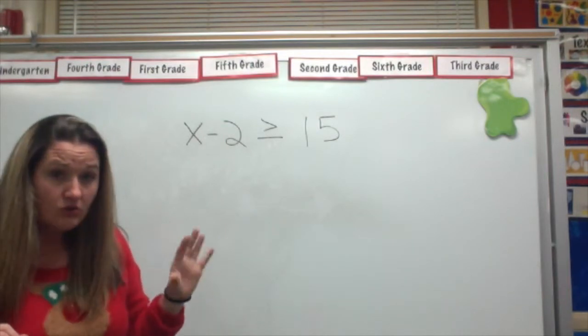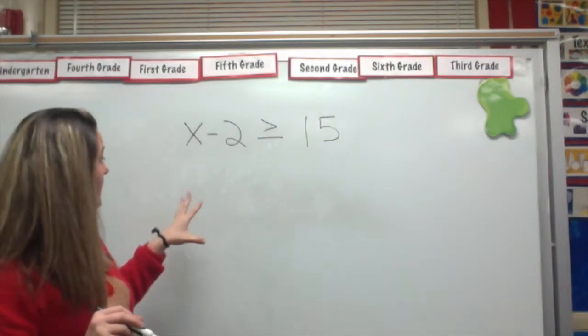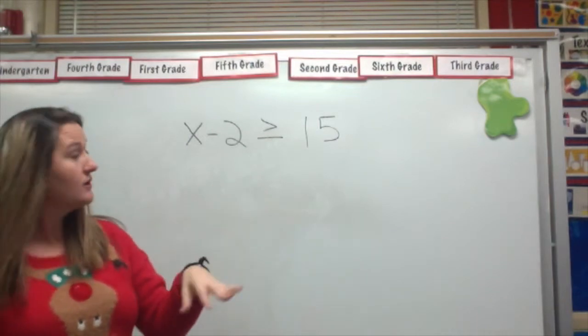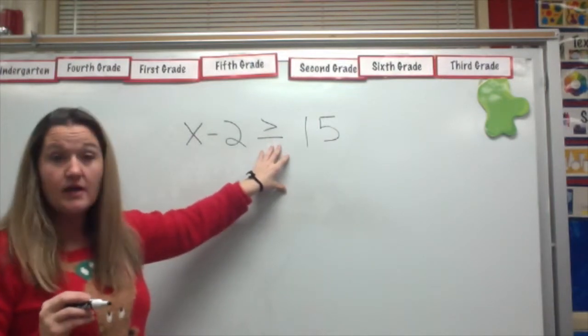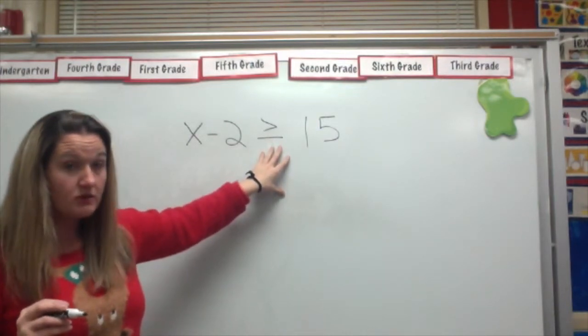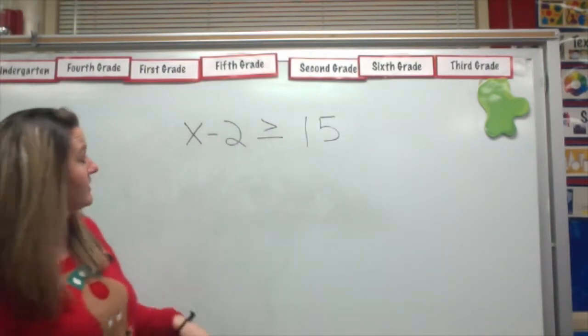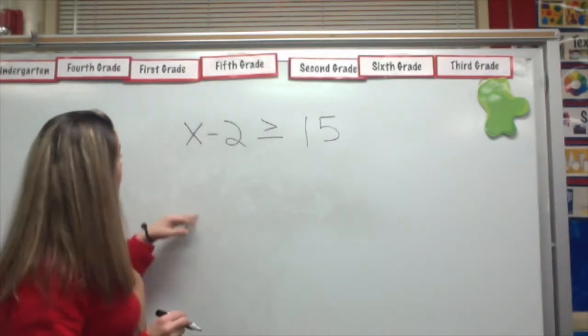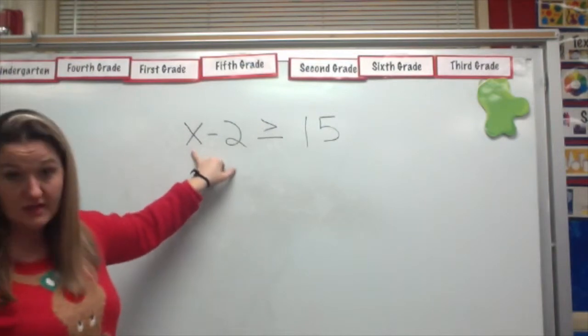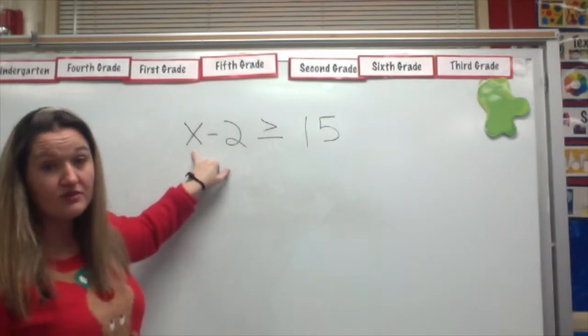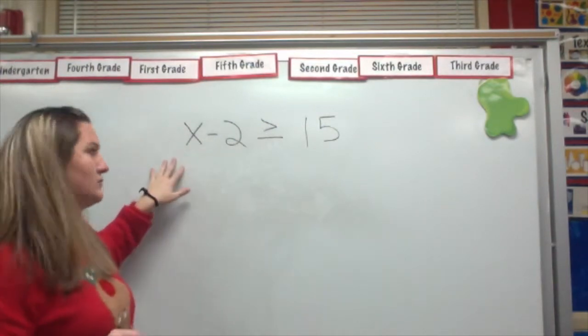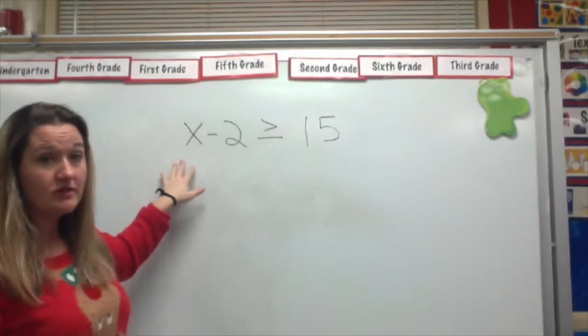Now, with algebra, normally x was some one magical number. Since we've got inequalities, x is not going to be just one magical number. It's going to be a range of numbers. X can be a ton of numbers. It could be 5,000 minus 2 is greater than 15. It could be 10. No, it can't be 10. Never mind. 100 minus 2. So it's just a range.